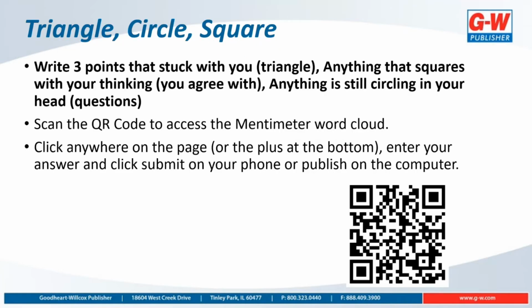So we're going to, after I just jabbered at you for a really long time, take a strategy called triangle, circle, square. And you're going to write 3 points, like a triangle, that stuck with you. Anything that squares with your head, with your thinking, you agree with it. And anything still circling in your head, so those are your questions. So based on what I just talked to you about, you're going to answer 3 points that stuck with you.